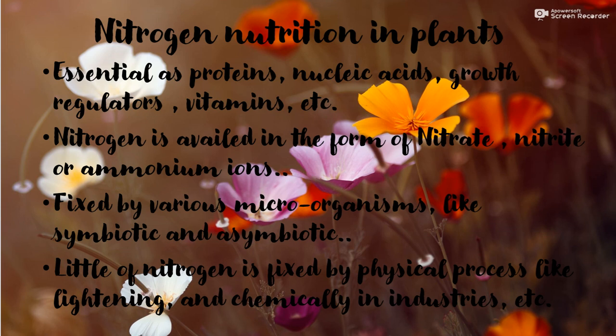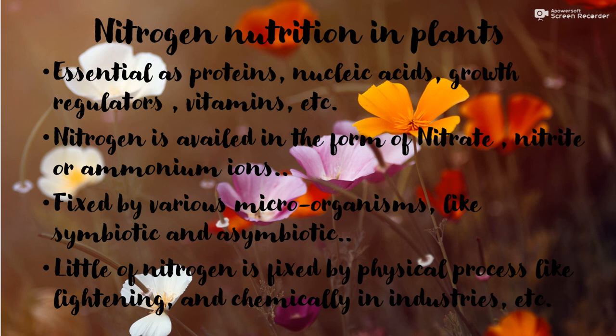Then how do these plants avail nitrogen? The plants will take up nitrogen in the form of nitrate, nitrite, or ammonium ions. Only in these three forms, you know that they are the fixed forms. Nitrate and nitrite are the forms of nitrogen with oxygen.